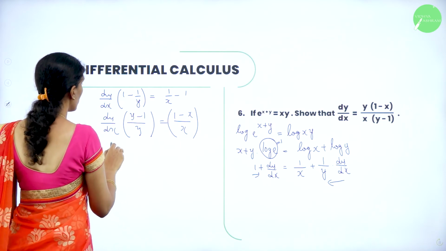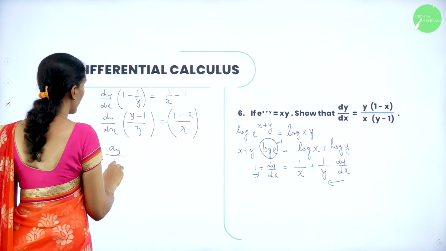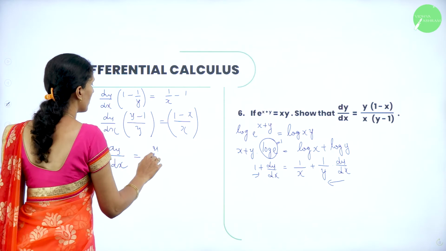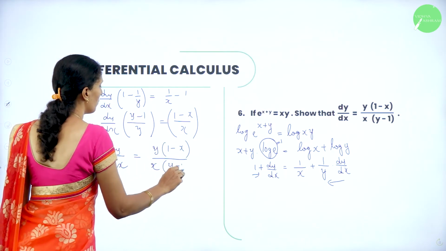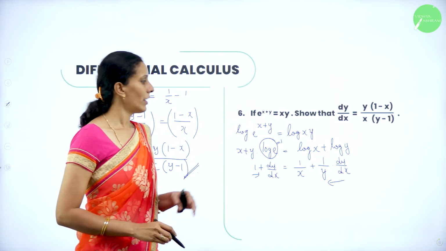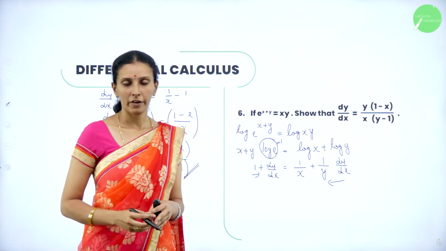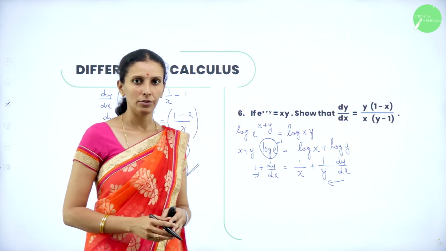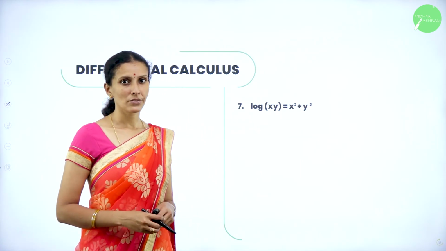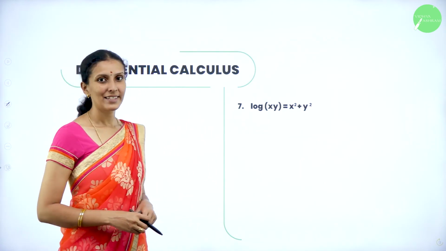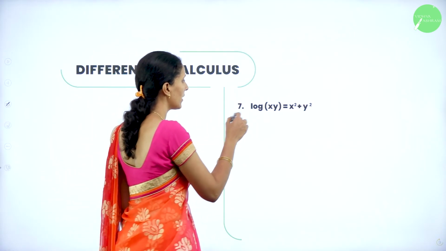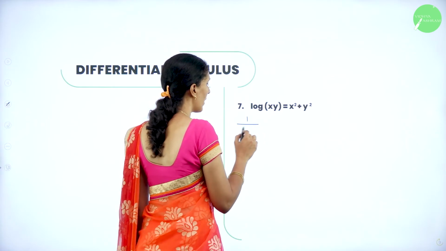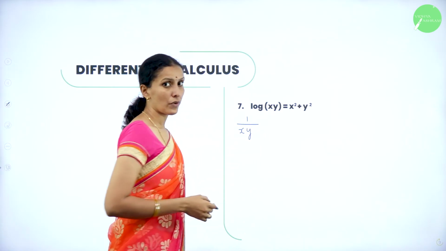So cross multiplying, dy/dx can be written as y(1 - x) divided by x(y - 1). So whenever you can apply the logarithmic function, you can apply it and deduce it. Next we have log xy is equal to x square plus y square. So already log is given. What is the derivative of log xy? 1 by xy.